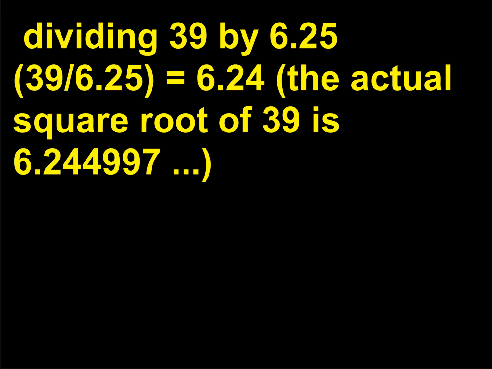Dividing 39 by 6.25, 39/6.25, equals 6.24. The actual square root of 39 is 6.244997.